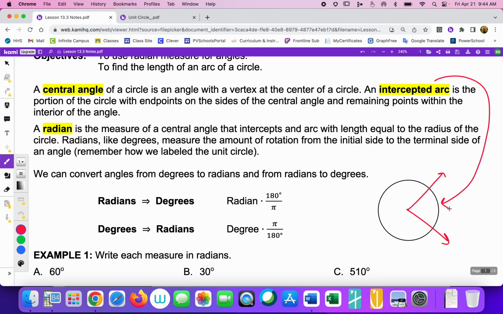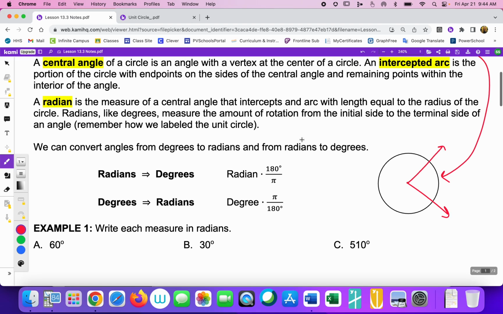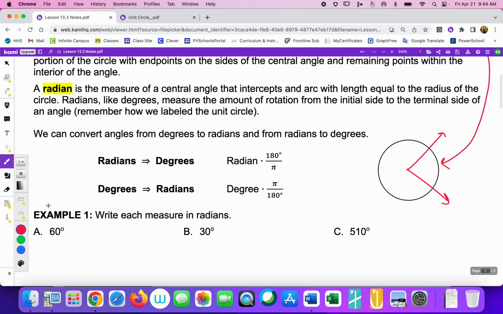Okay, a radian is the measure of a central angle that intercepts an arc with length equal to the radius of the circle. Radians, like degrees, measure the amount of rotation from the initial side to the terminal side of an angle. And then we labeled the unit circle the other day. So again, having that out will be helpful. We can convert angles from degrees to radians and from radians to degrees.